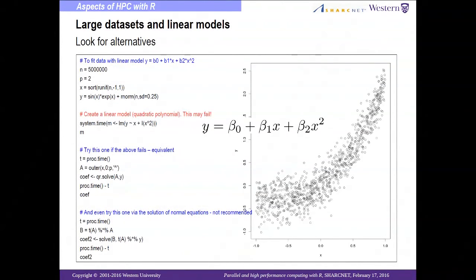Now, in the next couple of minutes, let me just talk about a few miscellaneous things. First, large data sets and linear models. This is all about high performance computing, not necessarily parallel processing. In this first example, I have a large data set, 5 million data points. I want to use a linear model to fit. So I call this built-in function lm, but sometimes this may fail just because the data is too large.